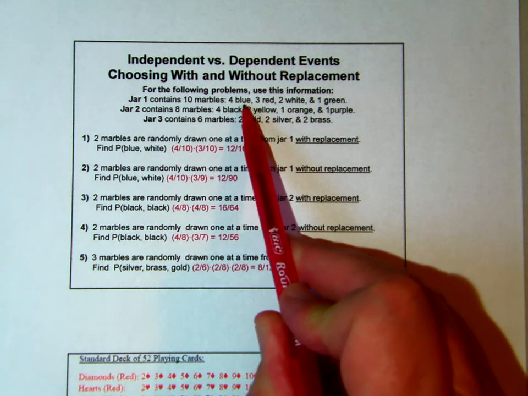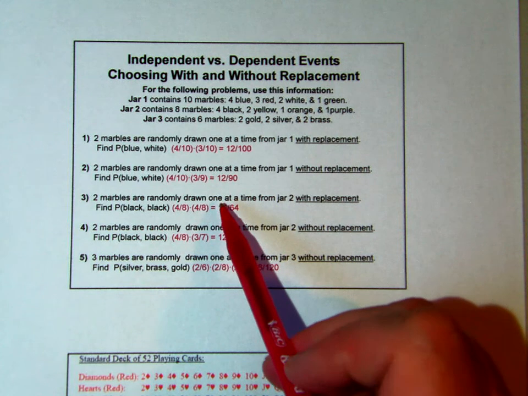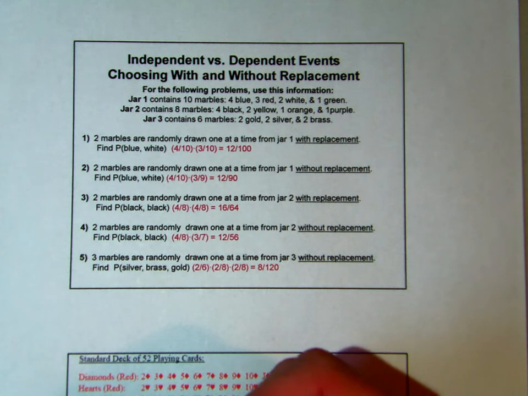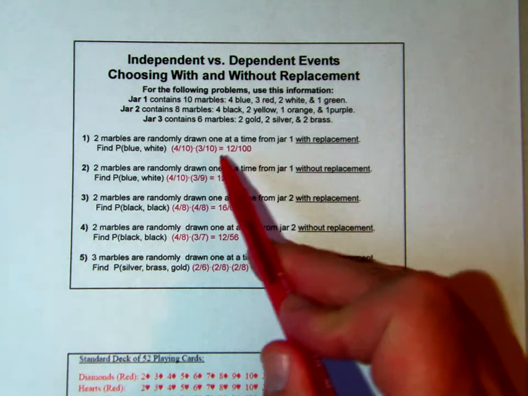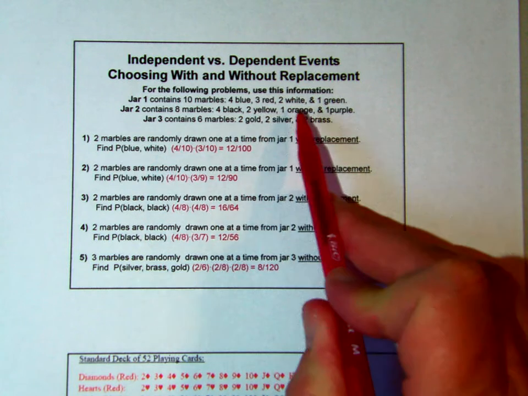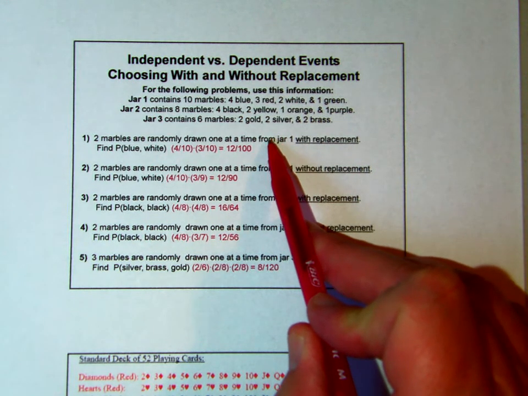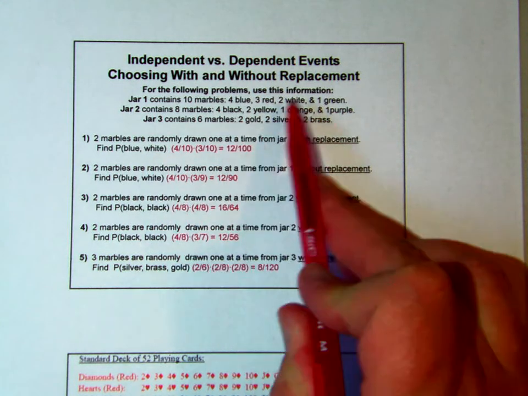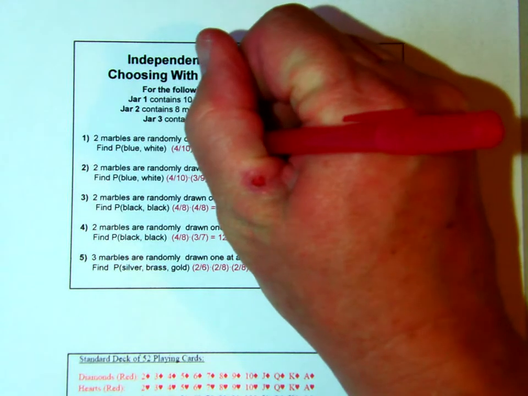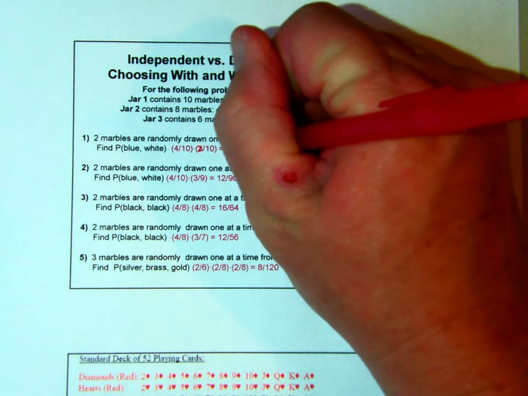Now, if that blue marble that we chose goes back into the jar before we pick the second one, then these 2 events are independent. What we picked the first time has no impact on what gets picked the second time. It's the same 10 marbles we're choosing from. We're interested in the second one being white. So, do we have a typo here? Yes, we do. That would be a 2. So that would be an 8 out of 10.